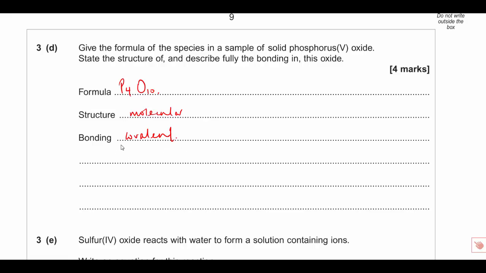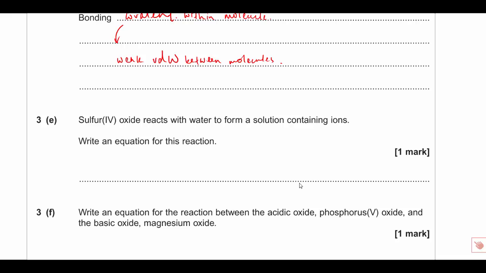But remember, in between the molecules, we have weak van der Waals. You've got to make sure it's between molecules, which back in GCSE you would say is weak intermolecular forces. So covalent bonding within the molecule, weak van der Waals between the molecules. 4 more marks there, quite nice.